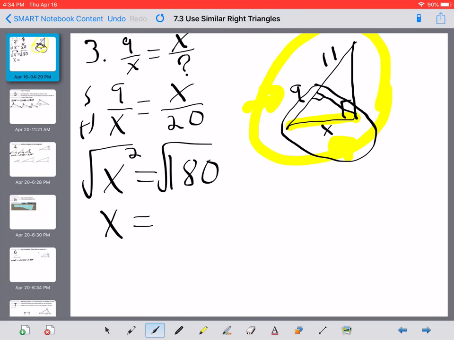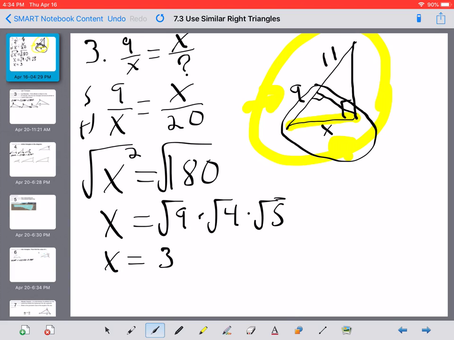I know that that's 9 times 20. This is the same as the square root of 9 times the square root of 20, or the square root of 4 times the square root of 5. Okay, that's the same as the square root of 180. Now I can take the square root of 9 and 4, and I get x equals 3 times 2, because the square root of 4 is 2, times the square root of 5. So x equals 6 square roots of 5.